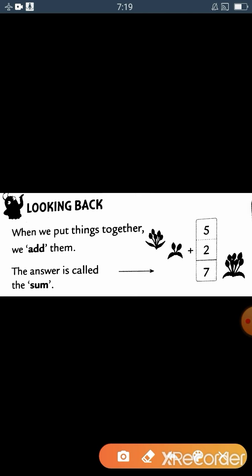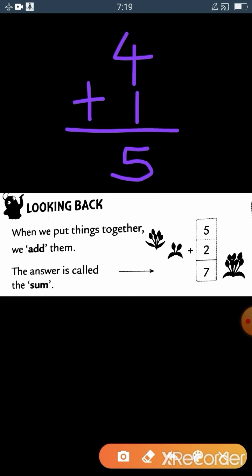For example, if I take another sum, say 4 plus 1, how many will I get, children? Yes, I will get 5. So in this question, can you tell me which number is the sum? Yes, the number 5 is the sum because 5 is the answer of addition.